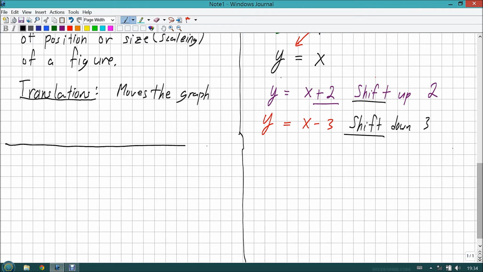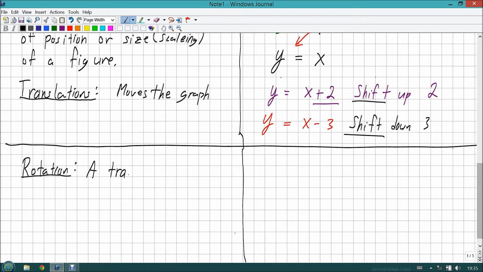Another transformation would be a rotation. And a rotation picks it up and changes its orientation. So a rotation is a transformation about a point.